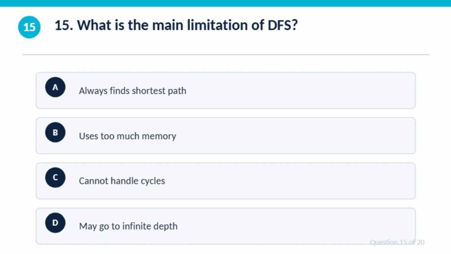What is the main limitation of DFS? A. Always finds the shortest path. B. Uses too much memory. C. Cannot handle cycles. D. May go to infinite depths. The correct answer is D. May go to infinite depths.